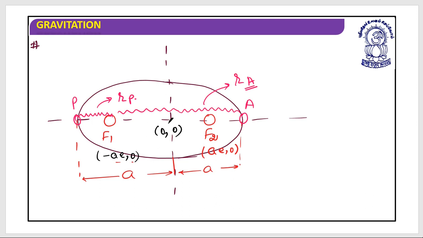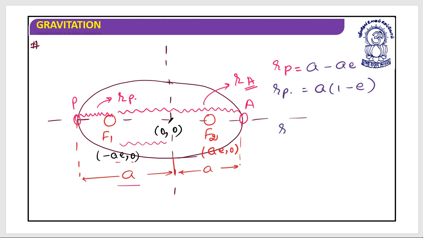So now the situation is: what would be the value of RP? I understand this complete distance is a, and this much is only a into e. So I should write it as a minus ae, which should be written as a into bracket 1 minus e. Now this is the distance of the perihelion.